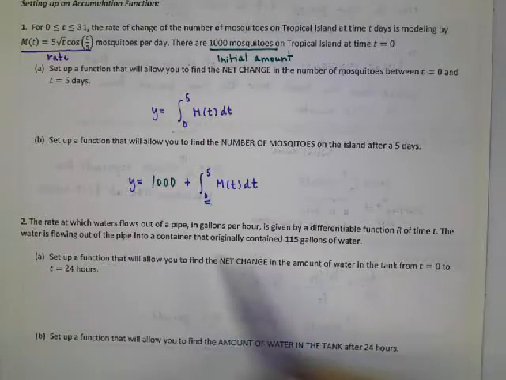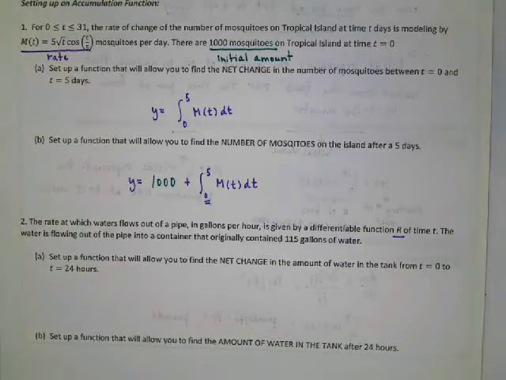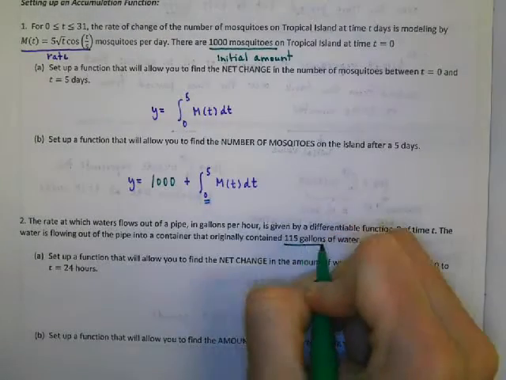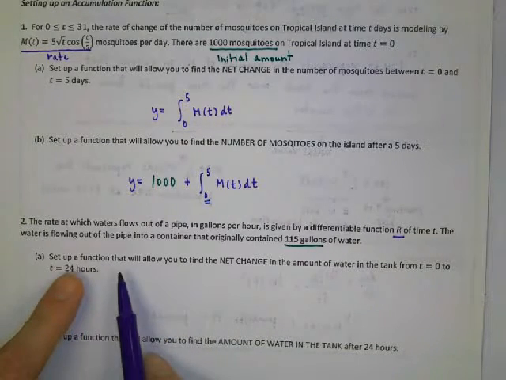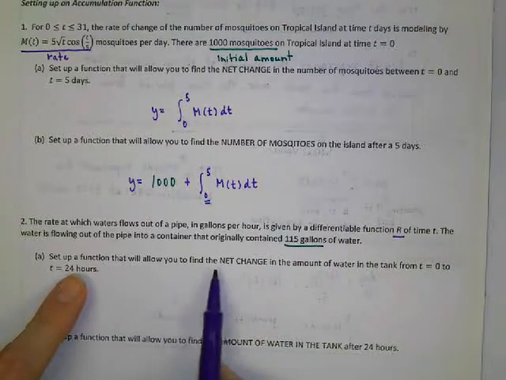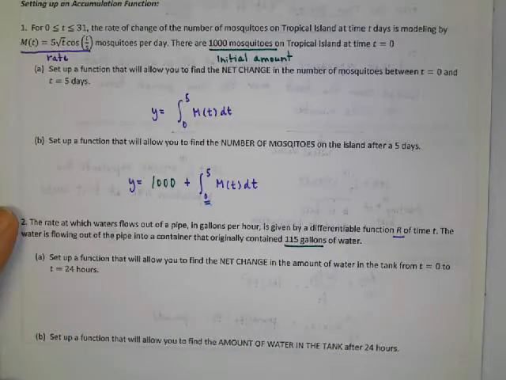Okay, so here I have my rate function, my function r. The water is flowing out of the pipe into a container that originally contained 115 gallons of water. So that's my initial amount, my 115 gallons. So part A, I need to set up a function that will allow me to find the net change in the amount of water in the tank.